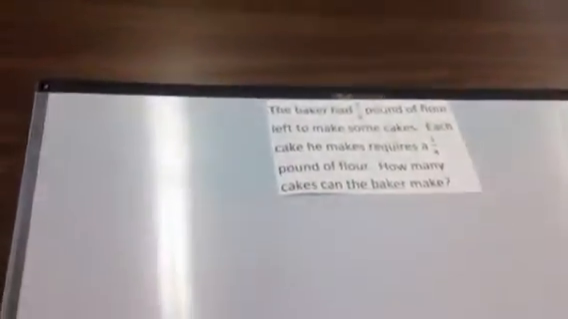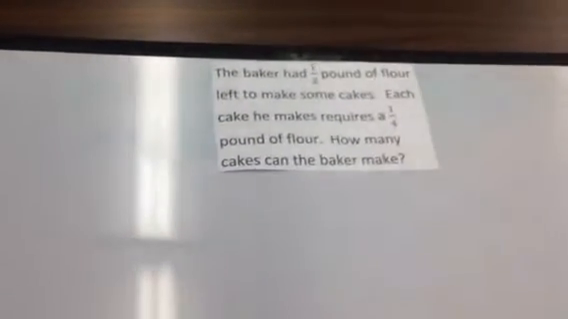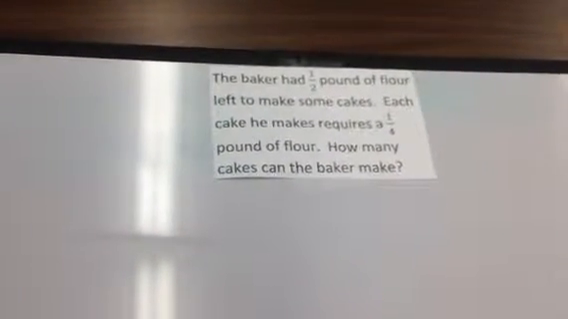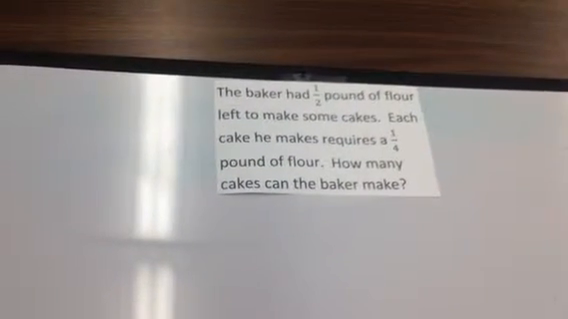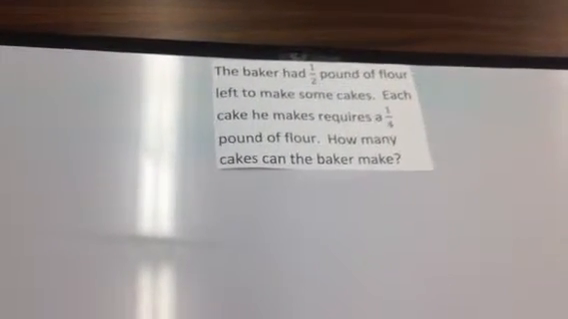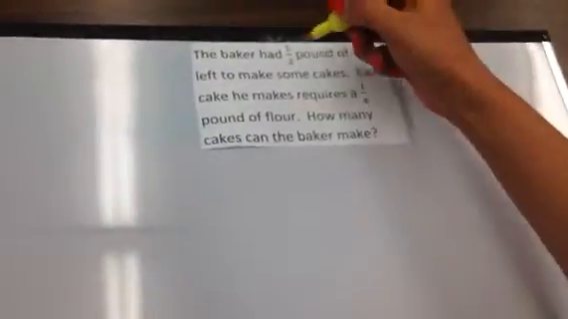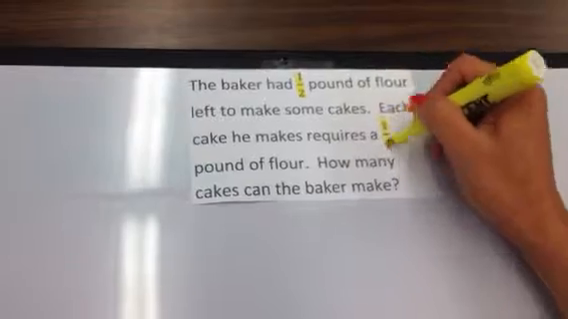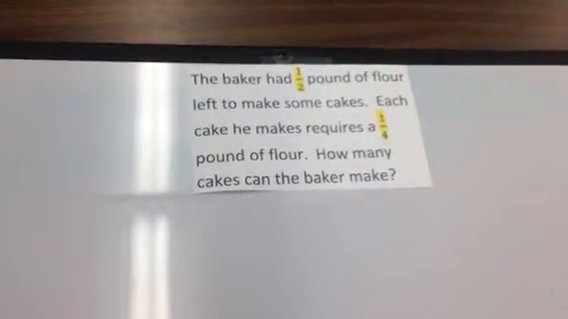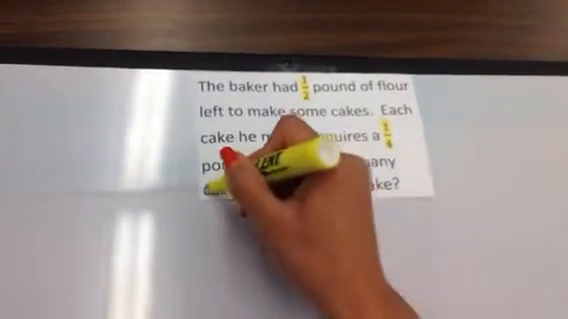The baker had 1/2 pound of flour left to make some cakes. Each cake he makes requires 1/4 of a pound of flour. How many cakes can the baker make? So we have some important information here. We have 1/2 pound of flour that the baker has, and we now know it takes 1/4 of a pound of flour to make some cakes.